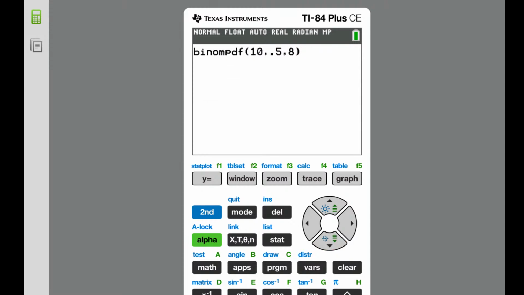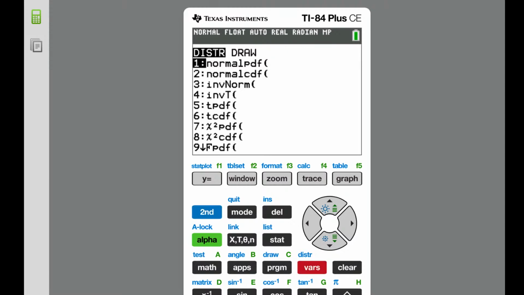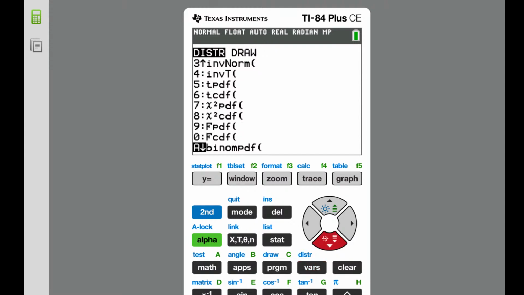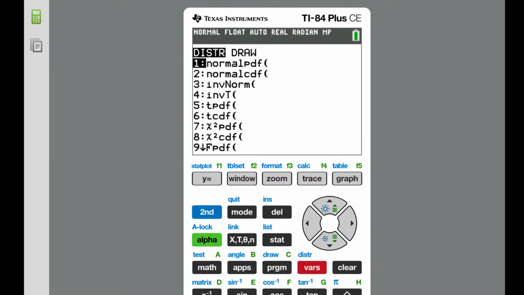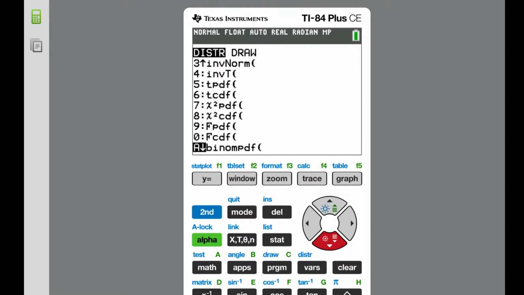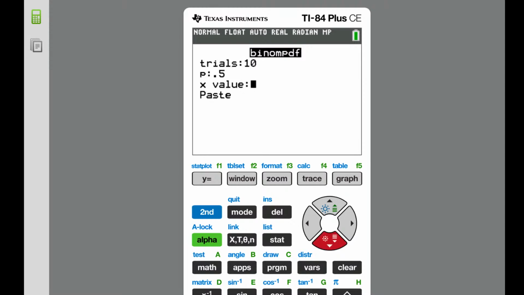That's p of 8. So we're going to add now p of 9. So we repeat the process. Second distribution. Scroll down to binomial PDF. That's A. N is still 10. Little p is still 0.5. But now X changes to 9. We're going to paste that in. And then we're going to add again p of 10. Second distribution. Go down to binomial PDF. N is 10. Little p is 0.5.